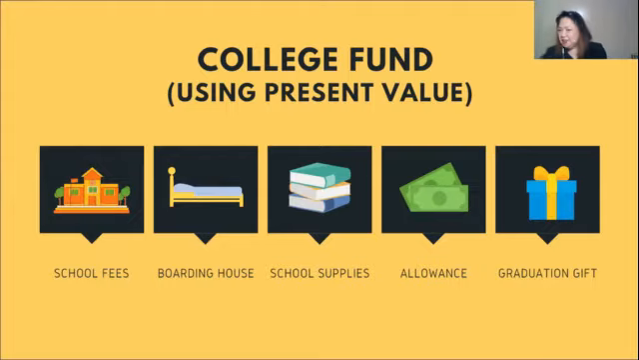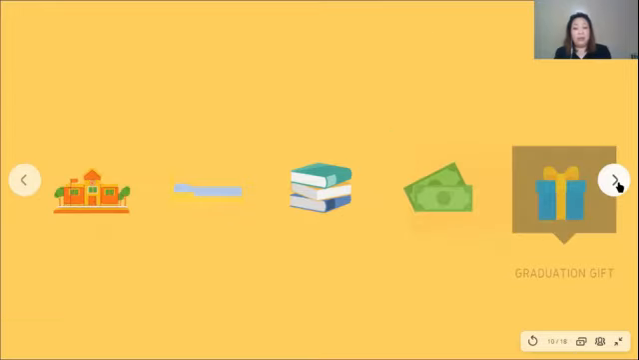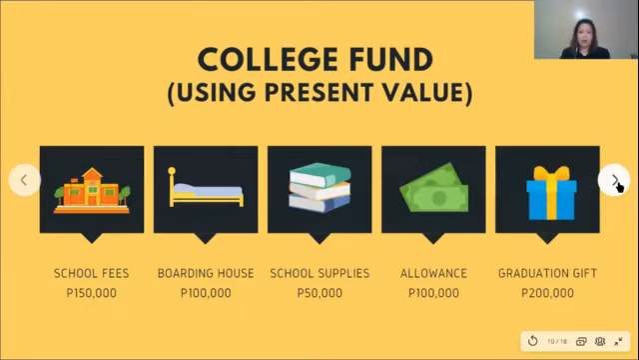So these are just some of the things that I have discussed with Dr. Ellen. And after our discussion, we came up with the following values. Okay, so with UST, probably 150,000 per year for the College of Science. And boarding house would be roughly 100,000 per year. Again, around Sampaloc, Manila area.